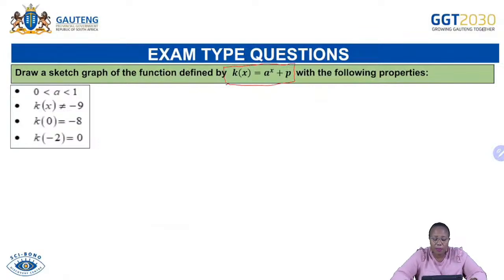Right, here we are drawing a sketch graph of the function k of x is equal to a to the power x plus p. What type of graph is this? It's an exponential graph. That's the first thing that you need to identify.